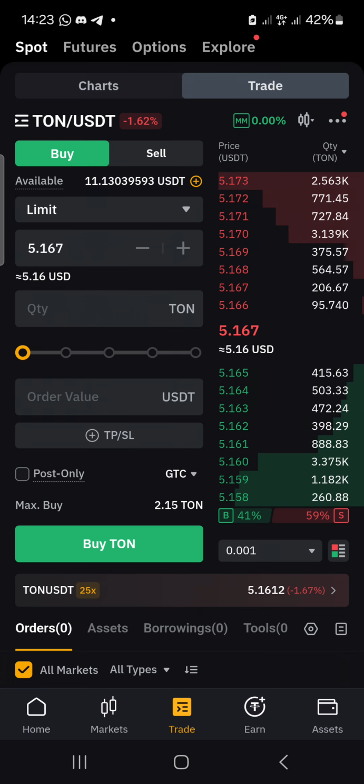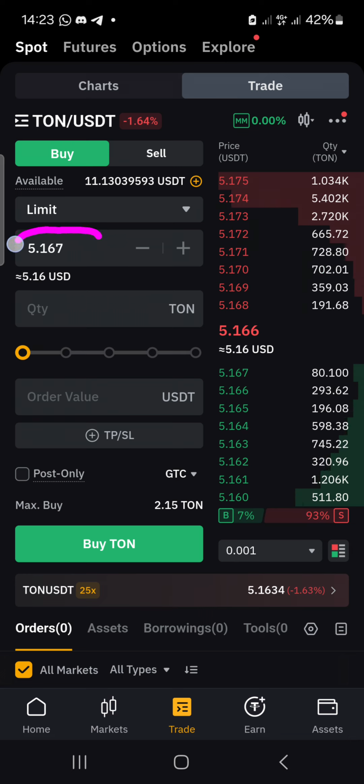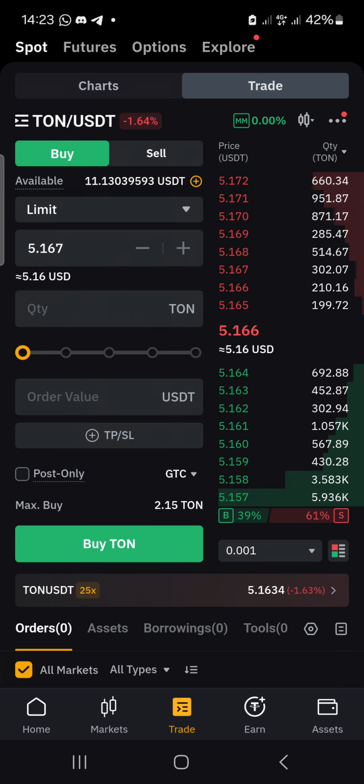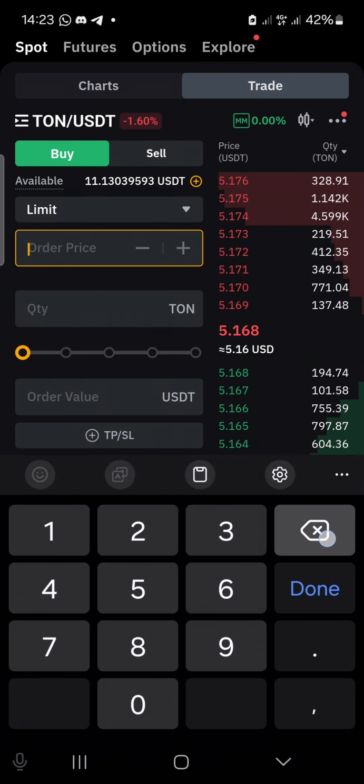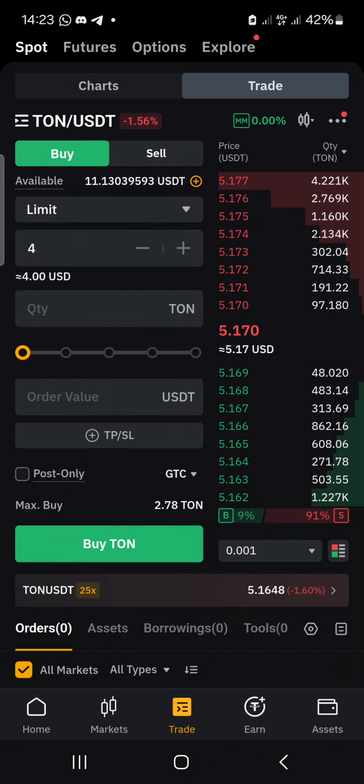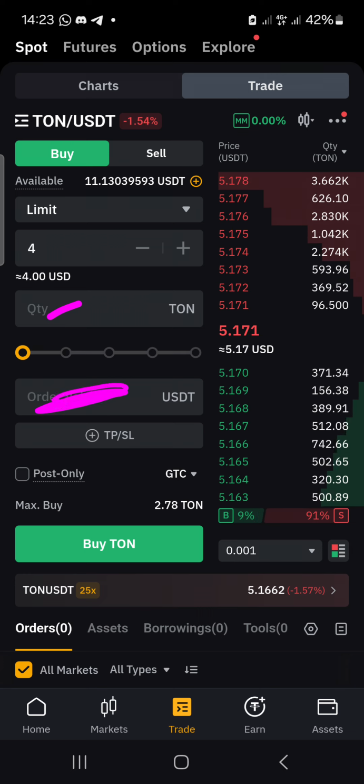When you click on limit, the price you want to buy at, your entry price for that buy limit order, you're going to input it here. Remember, we said we want to buy at $4, so you put that $4 here. Then the quantity you want to buy is not going to show yet. It doesn't matter. It will show when you input how many USDT you're buying with.